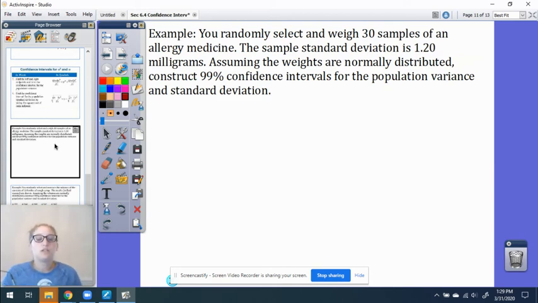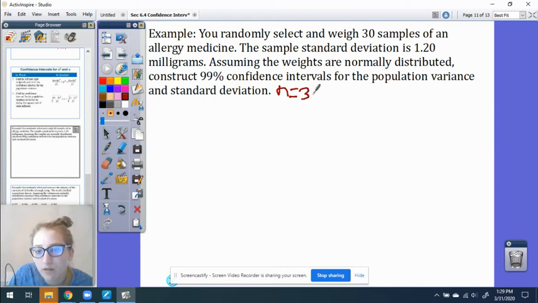Okay, so let's go ahead and put this into practice. So we are randomly selecting 30 samples of allergy medicine. The sample standard deviation is 1.2 milligrams. Okay, so let's write this down. We have N equals 30, which means my degrees of freedom is 29. S is 1.20.